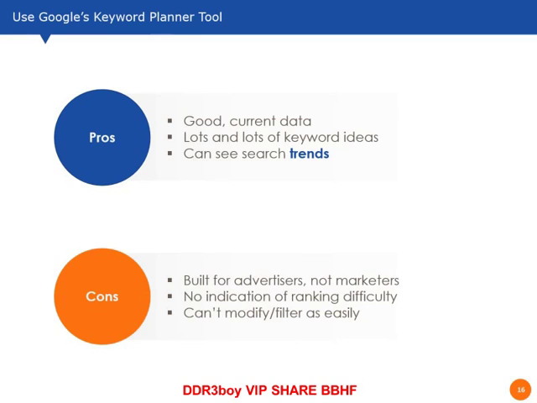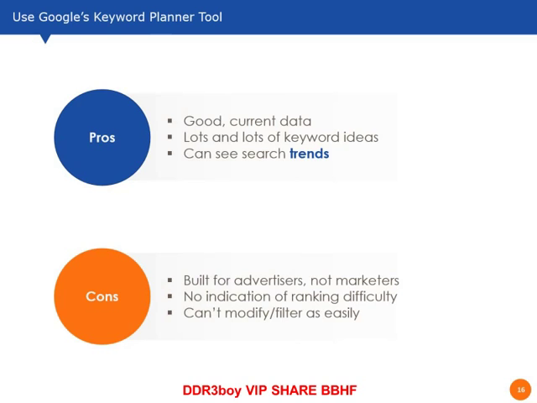One free way to expand your seed keywords into actual usable keywords is to use the Google Keyword Planner tool. It's a great tool. It will help you generate lots of keywords. There's some pros to it. It's good. It has current data. There's lots and lots of keyword ideas, and you can see the search trends directly within the Google Keyword Planner. Some of the cons is that the tool is actually built for advertisers, not marketers and SEO. So for that reason, there is some drawback. It's specifically made for people that are wanting to advertise for these keywords.